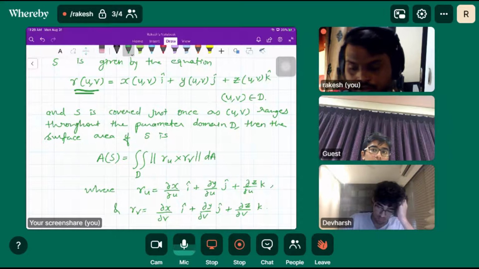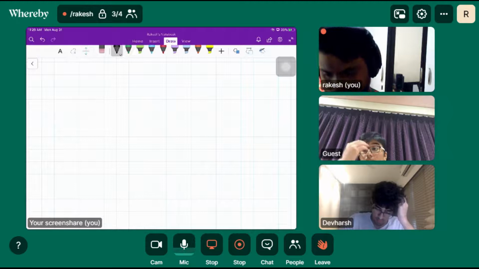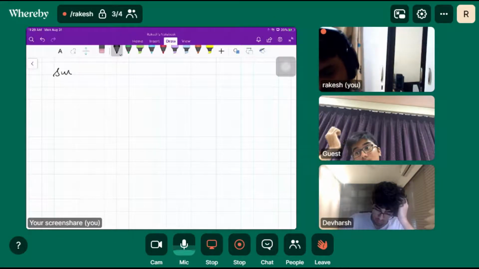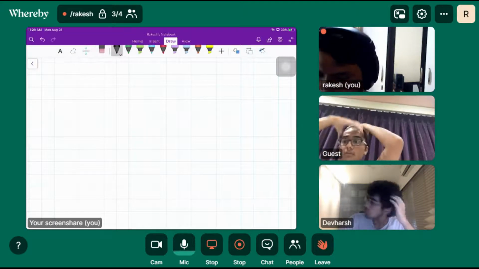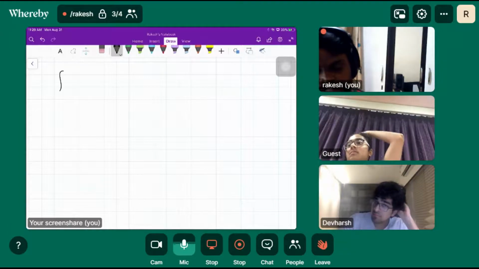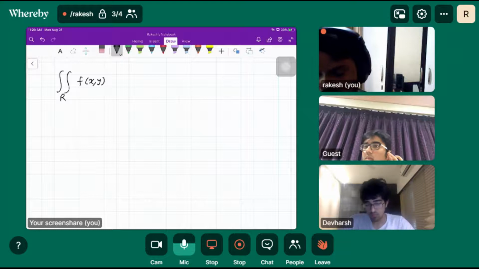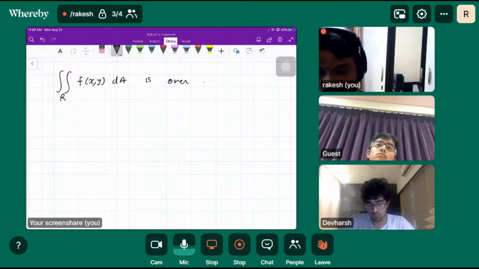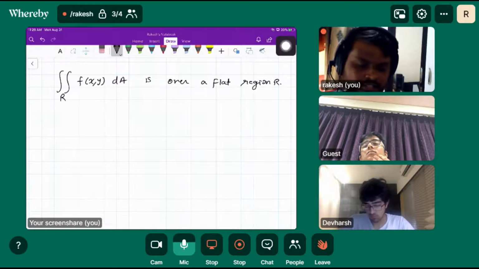Okay, so now let's start our topic, that is the surface integral. Can you recall this part? Double integration of f of x comma y dA over a flat region R. What does this give us?